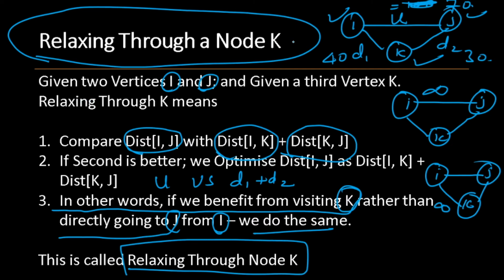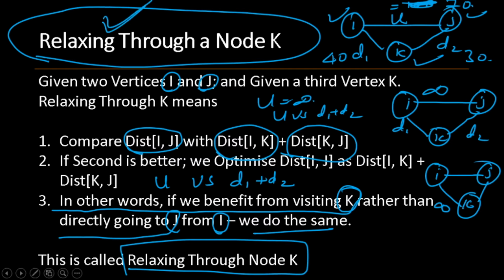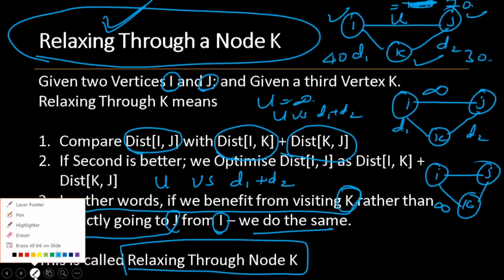I'll repeat it. For i and j, the distance is infinity, so here u will be infinity. Here there is a connection through d1 and d2, so we'll compare u versus d1 plus d2. If it is better, we will take this route. If it is not better, we'll do nothing. Okay, that is relaxing through a node k. This concept will be illustrated as we go forward. I just wanted to introduce it here.